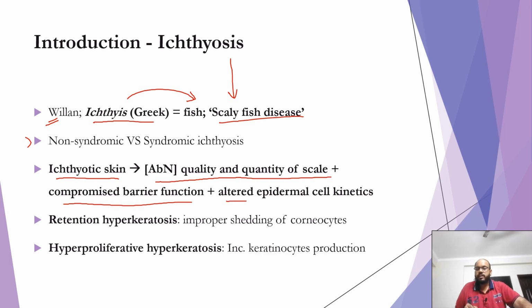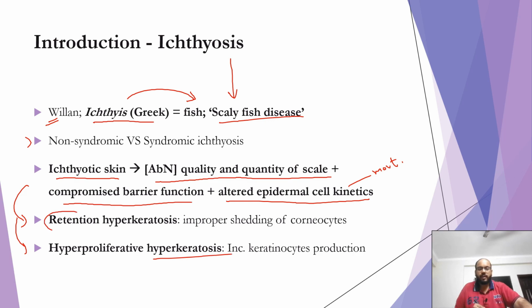Now there's also altered epidermal cell kinetics. That means epidermal cell movement, isn't it? Kinetics means movement. So when the epidermal cell crosses from the basal layer towards the corneal layer, that movement is altered. So you have altered epidermal cell kinetics, and these three problems you will see in an ichthyotic skin. You will see abnormal quality and quantity of scale, you will see a compromised barrier function, and you will see altered epidermal cell kinetics. Now, it leads to two types of hyperkeratosis. By hyperkeratosis we mean thickening of the corneal layer, okay?